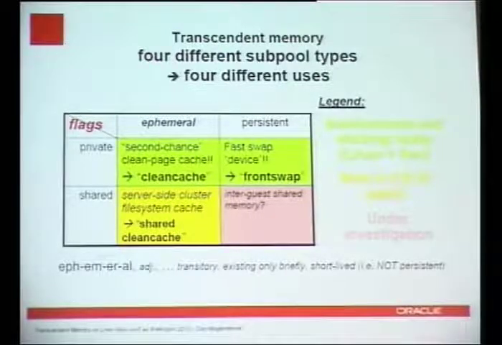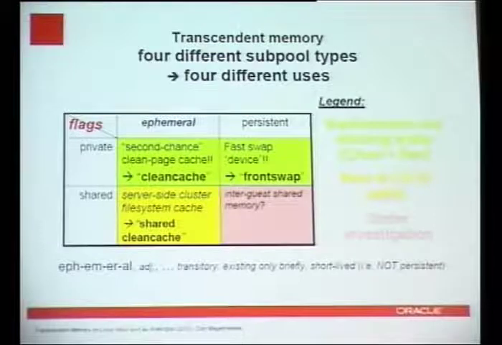Persistent, which is the second column, kind of means the opposite. Any data that's put into a persistent pool is going to be there, and it's going to stay there, but only as long as the virtual machine or the guest OS is there on that machine. If it dies, gets shut down or migrated to a different machine, that data is not really persistent. So it's not like a disk. It doesn't live there forever. It just lives there as long as the guest on that machine needs it.